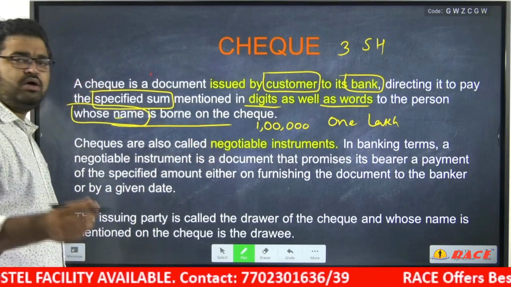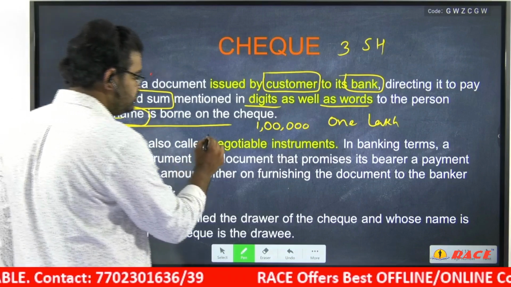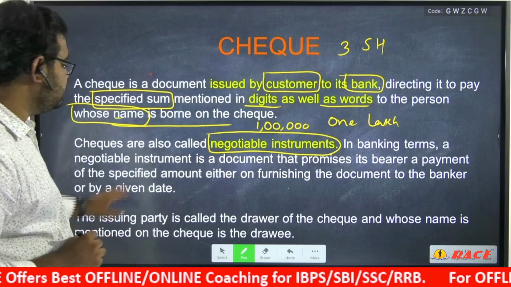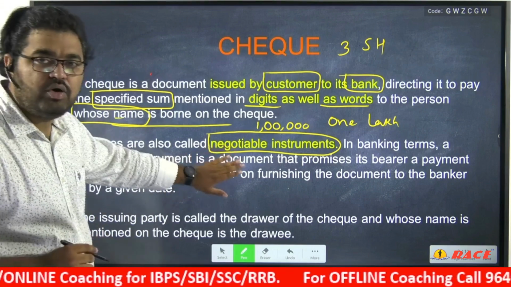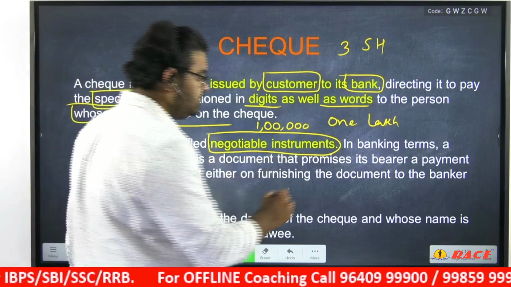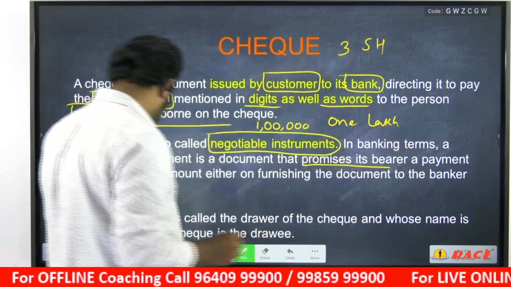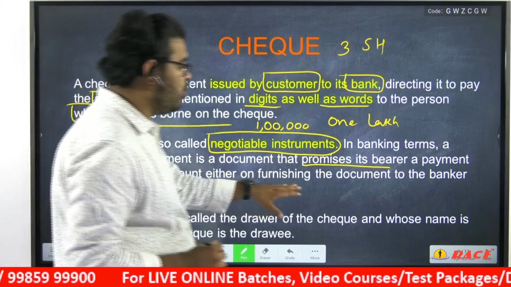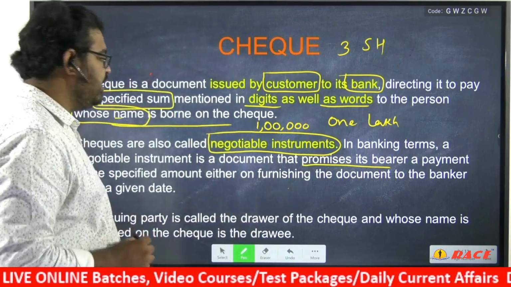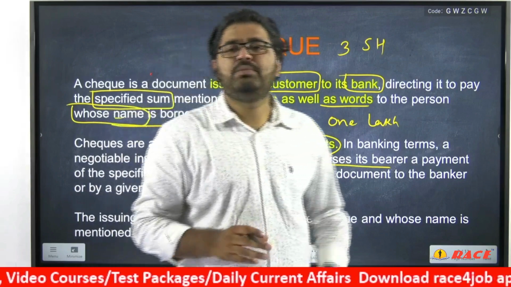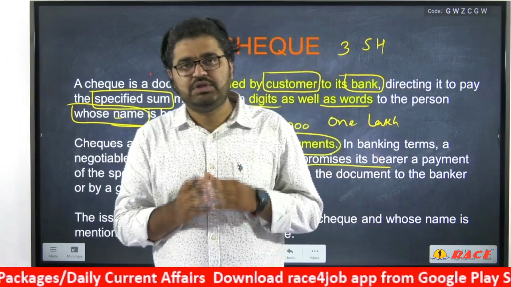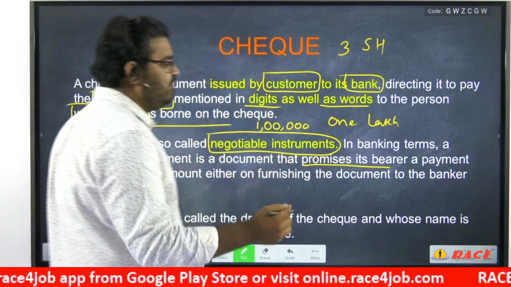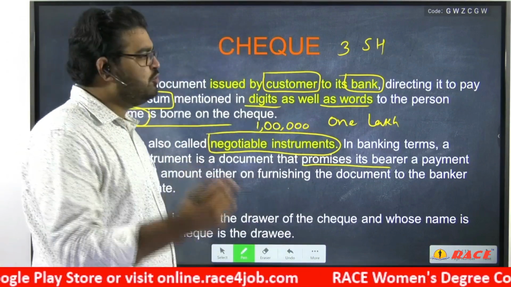Now, what is a check? Already I told you, check is a negotiable instrument. In banking terms, a negotiable instrument is a document that promises its bearer a payment of the specified amount, either on furnishing the document to the banker or on a given date. So check is a negotiable instrument that promises its bearer payment. Yes, I am giving this check, so please make the payment.